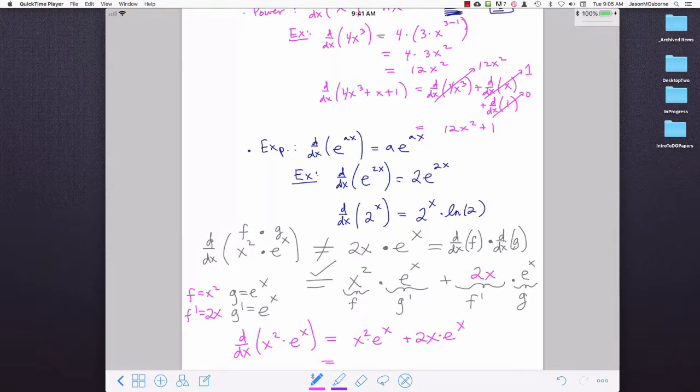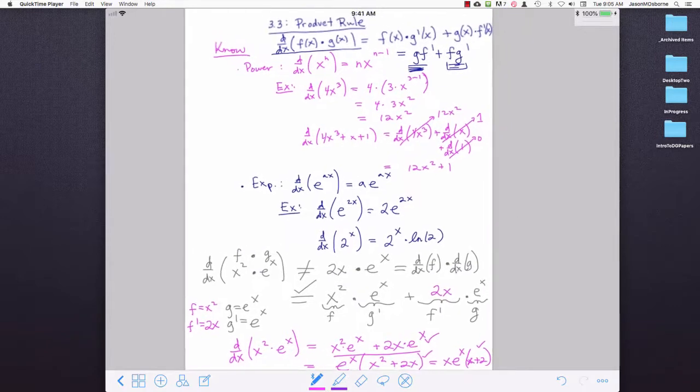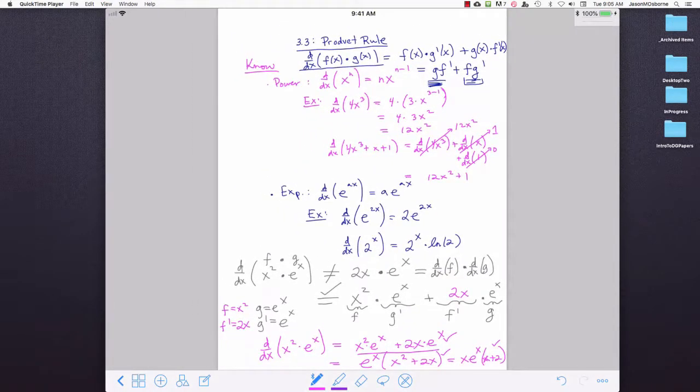And if you wish, you can factor out the e to the x to get x squared plus 2x. Or you could go one step further and factor out the x to get x plus 2. So any one of those three answers is correct. So there's using the product rule, and the correct way to use it. This is the incorrect way. This is the correct way.